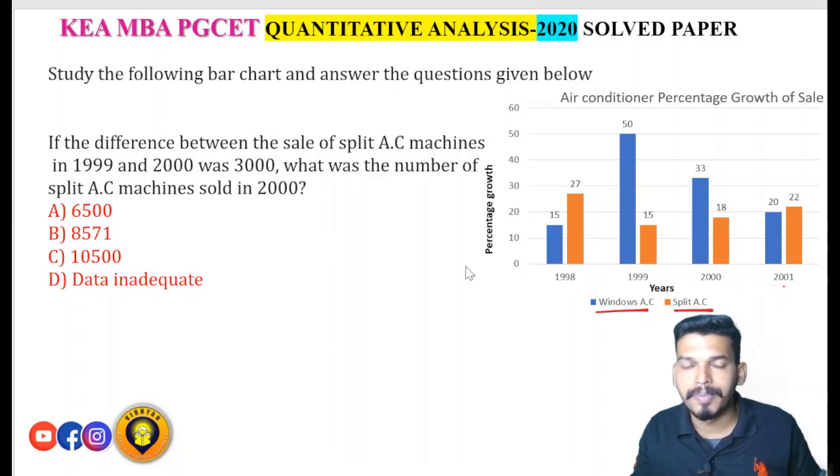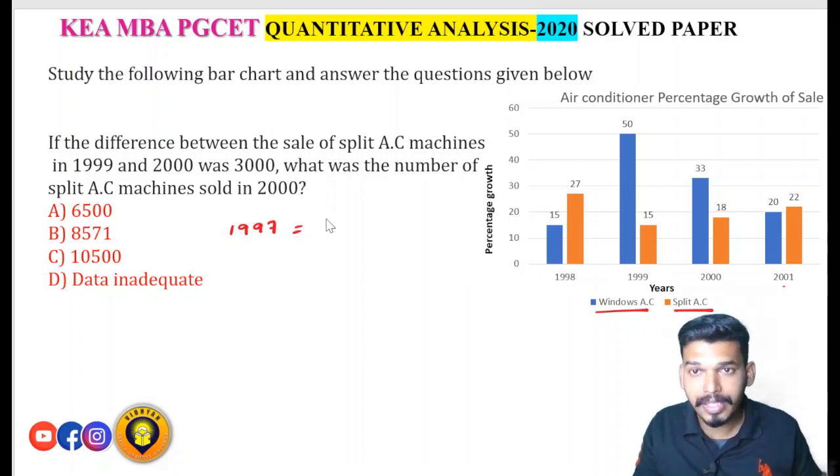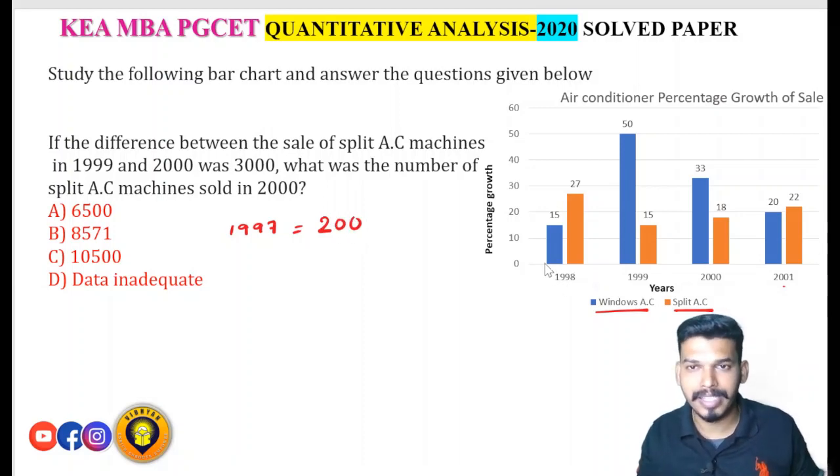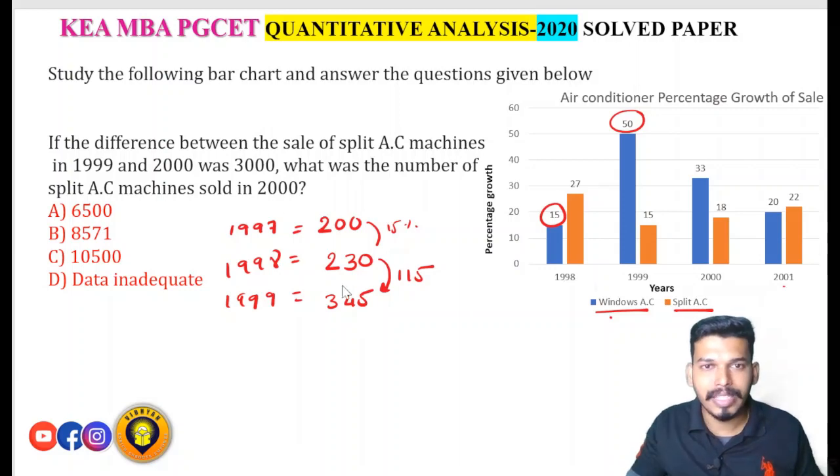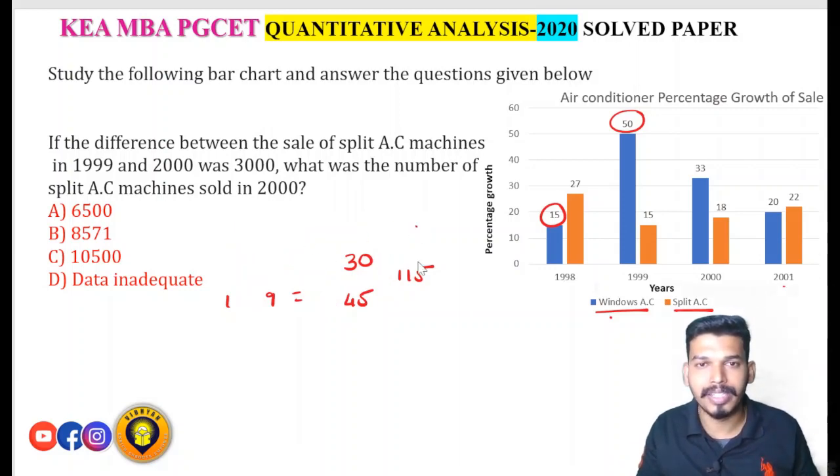1998, 99, 2000, 2001. Okay, so let's suppose in the year 1997, the previous year, window AC sales were 200. Then in 1998 there will be 15% more sales. So 15% of 200 will be how much? 30. So in 1998 the total sales of window AC is 230. In the same way, in 1999 sales increase by 50%. 50% of 230 is 115. So that is going to be 345. So this is successive increase. Okay, there is successive increase or successive decrease in this.